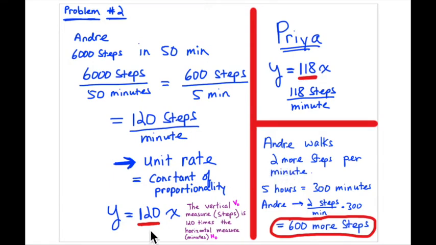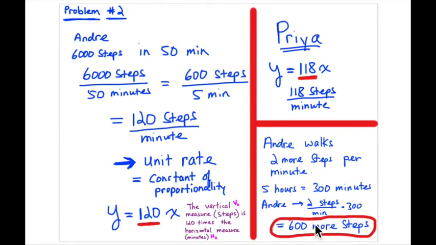How do you get that? Well, 120 is 2 more than 118. So Andre takes 2 more steps for each minute. So over 5 hours, that is 300 minutes. He takes 2 more steps each minute. So how many more steps does Andre take? He takes 600 more steps, 2 steps per minute times that 300 minutes for the 5 hours. That is equal to 600 more steps.